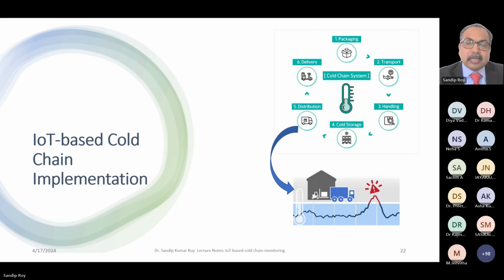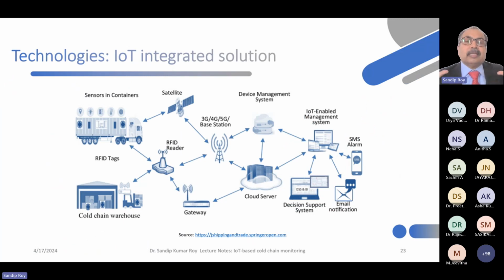So now let's take a few examples of IoT-based cold chain implementation planning. This is an integrated solution for cold chain, where we have an RFID tag, which tracks which version, which vial of the vaccine the truck is carrying, then tracking it through different ways like GPS and other things. And then this is the cold chain warehouse where we can keep and store them. Then the cloud server monitors through and through where it is going, who is carrying it, and what time it will get delivered. So this is a very integrated, complex system.